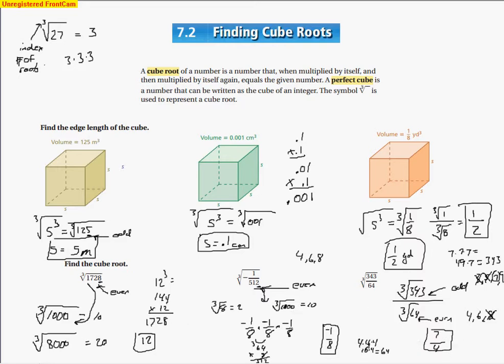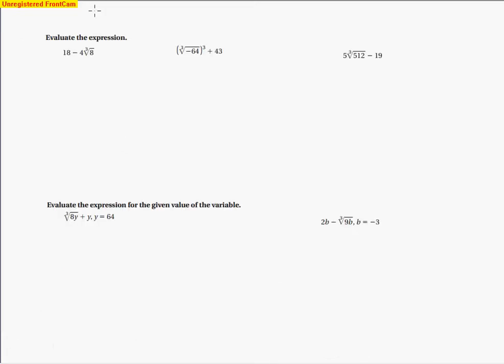So let's take a look at some other types here. Here we have to evaluate the expression. So we're trying to find the cubic root of 8 first, and we saw that was 2. Then this 4 is right next to it, so that means I'm multiplying by that cubic root, and then I'm going to subtract that answer from 18. So I do order of operations, which is the roots, the radical, then multiply, and then subtract. And I got 10 as the answer here.